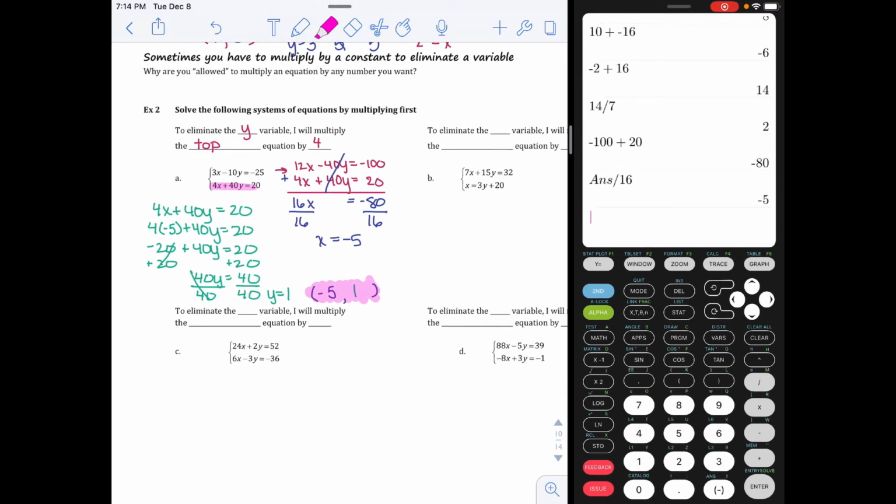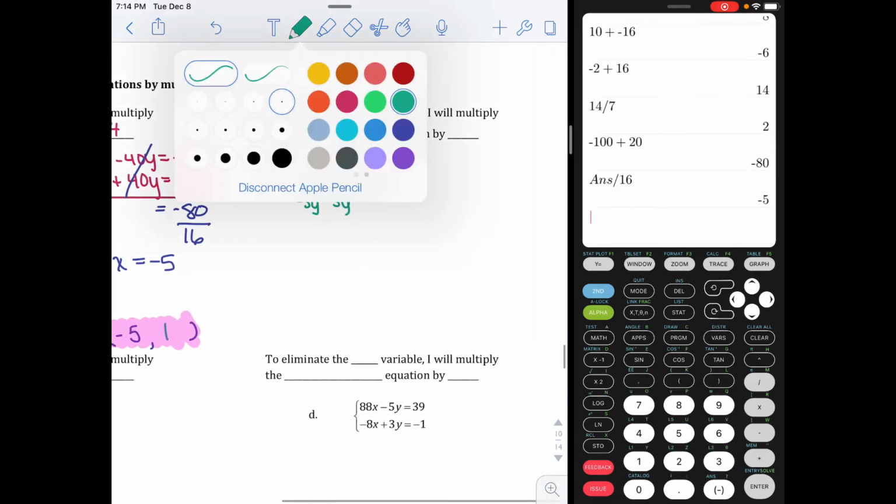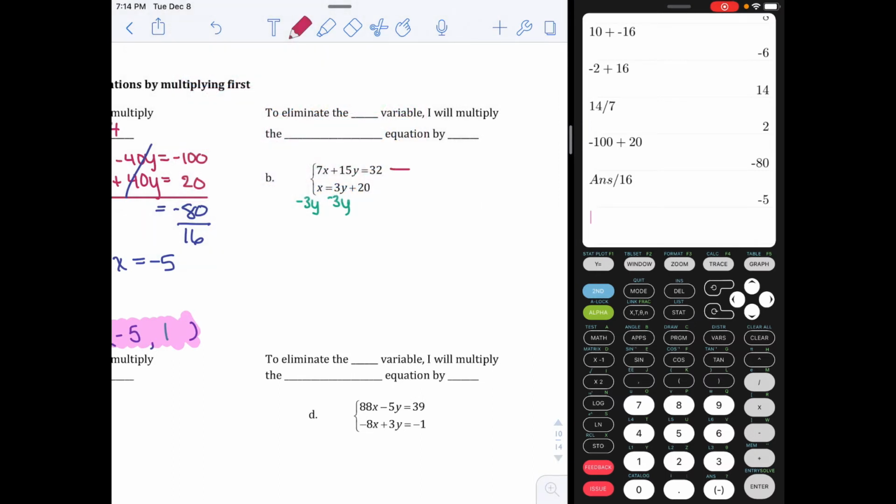Okay, so let's try another one out, and let's go with B. So one thing I don't like is that the second equation is not in standard form, right? We need to technically take away 3y and move it over using inverse. So let's just copy the first equation. That one I like that it's in standard form.